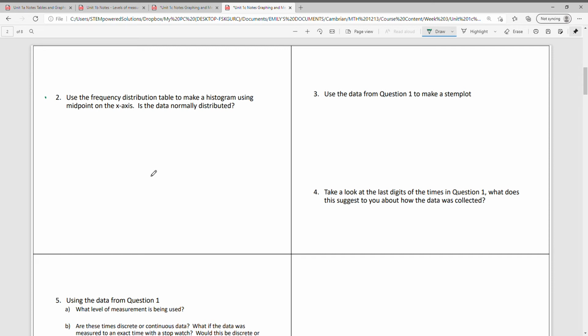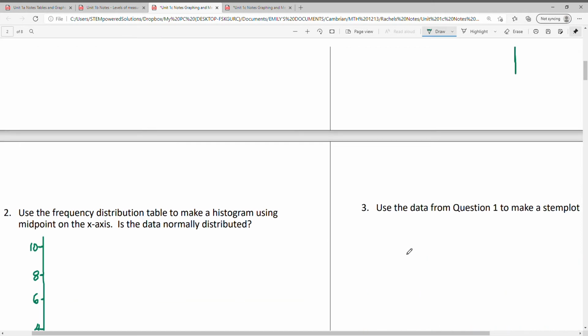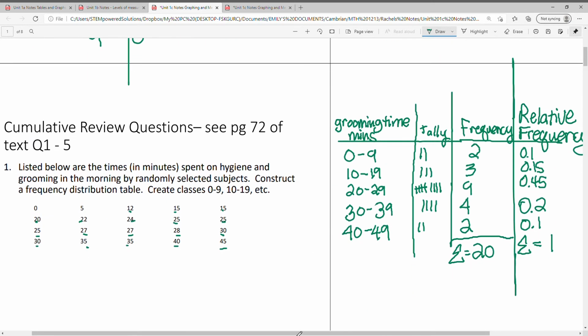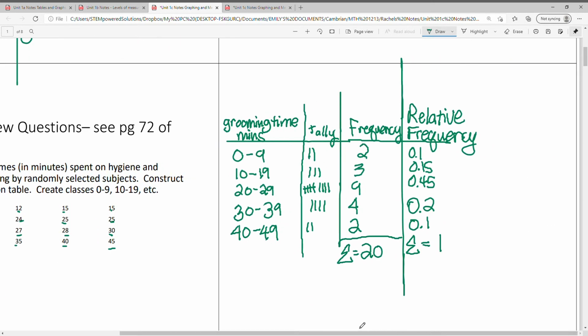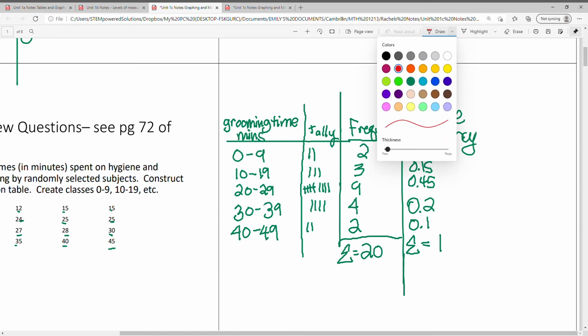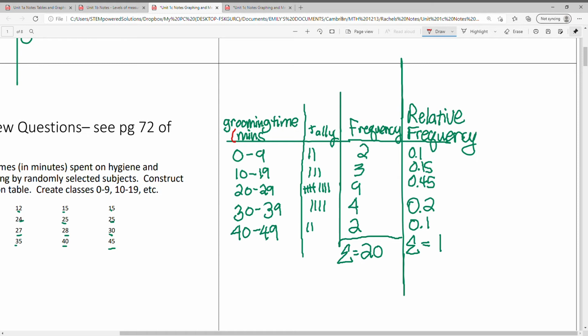In this video we will be discussing how to take a frequency distribution table and use it to make a histogram. Our data comes from the following frequency distribution table. The x-axis in our histogram is the grooming time in minutes, and the frequency will be our y values.